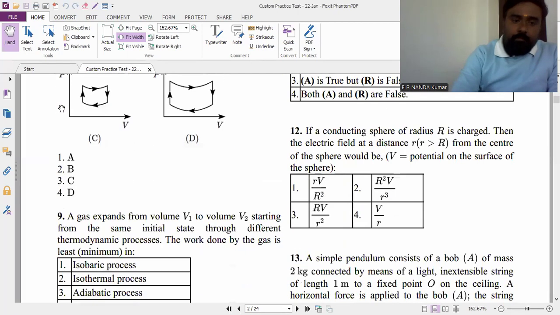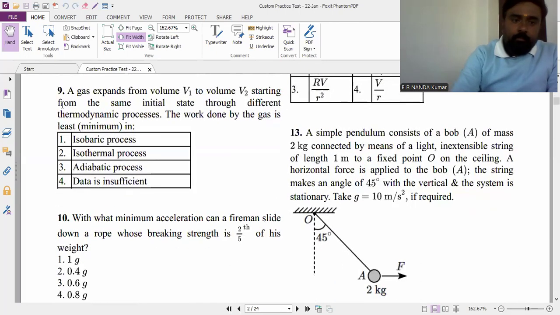Next question number 9. A gas expands from volume V1 to V2. So here volume is increasing. Starting from the same initial state through different thermodynamic processes, the work done by the gas is least in. So this is a very simple question.